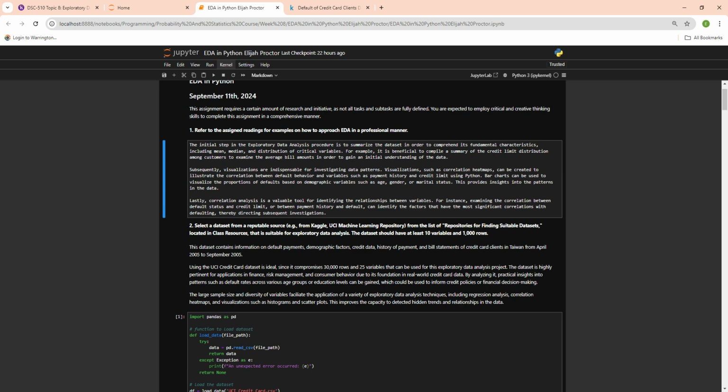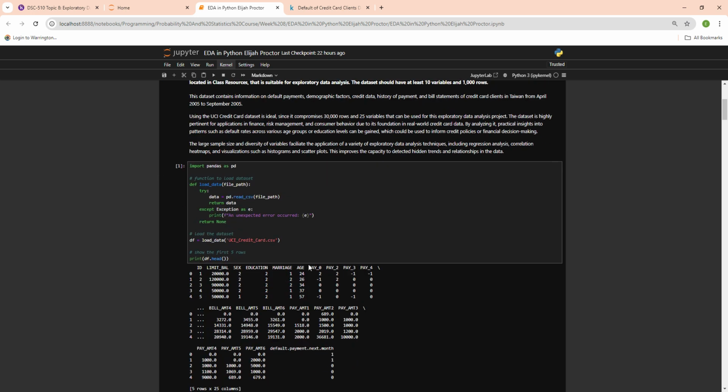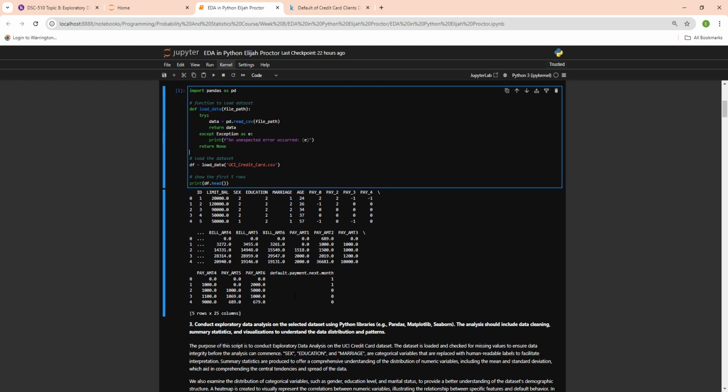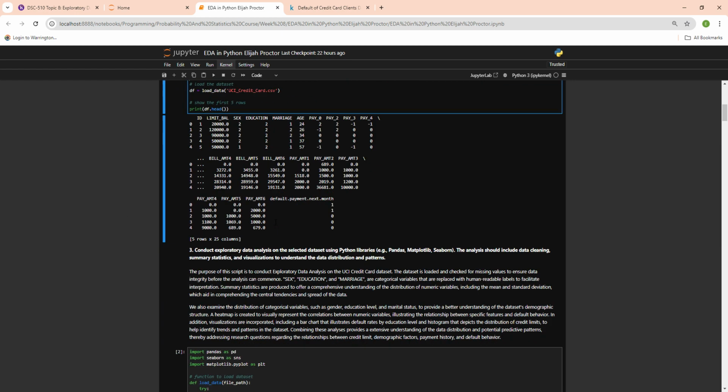It is relevant for finance, risk management, and consumer behavior applications because of its real-world credit card data. And by analyzing this data set, we can gain valuable insights such as default rates among different age groups or education levels, and this can guide credit policies and financial decisions. And so this code is very simple. We're just loading the data set and then printing out the first 5 rows so we can get a glimpse of what data is presented to us.